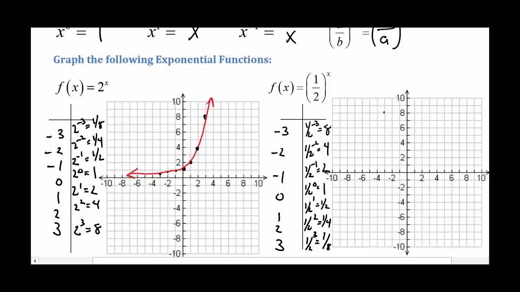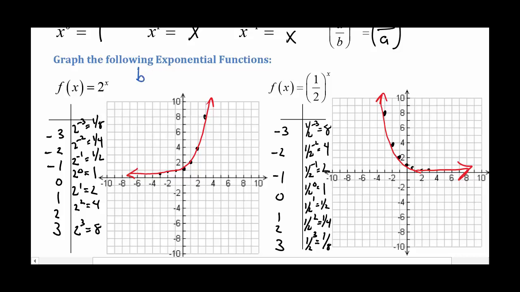So let's plot that. So 3, 1/8, negative 2, 4, negative 1, 2, 0, 1. And hopefully from here you can see what's going on. Make sure it curves there. It doesn't cross the x-axis because it doesn't actually physically cross. All right, well, what do you notice? They look very similar to each other, don't they? Okay, and so there's actually something else going on that we can now talk about.